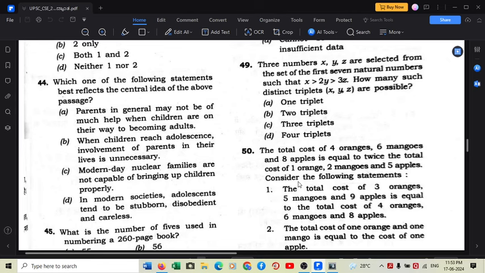That has nothing to do with a child becoming stubborn or disobedient or careless. So statement A is the right answer, and it reflects the central idea very well. Parents in general may not be of much help when children are on their way to becoming adults, right?